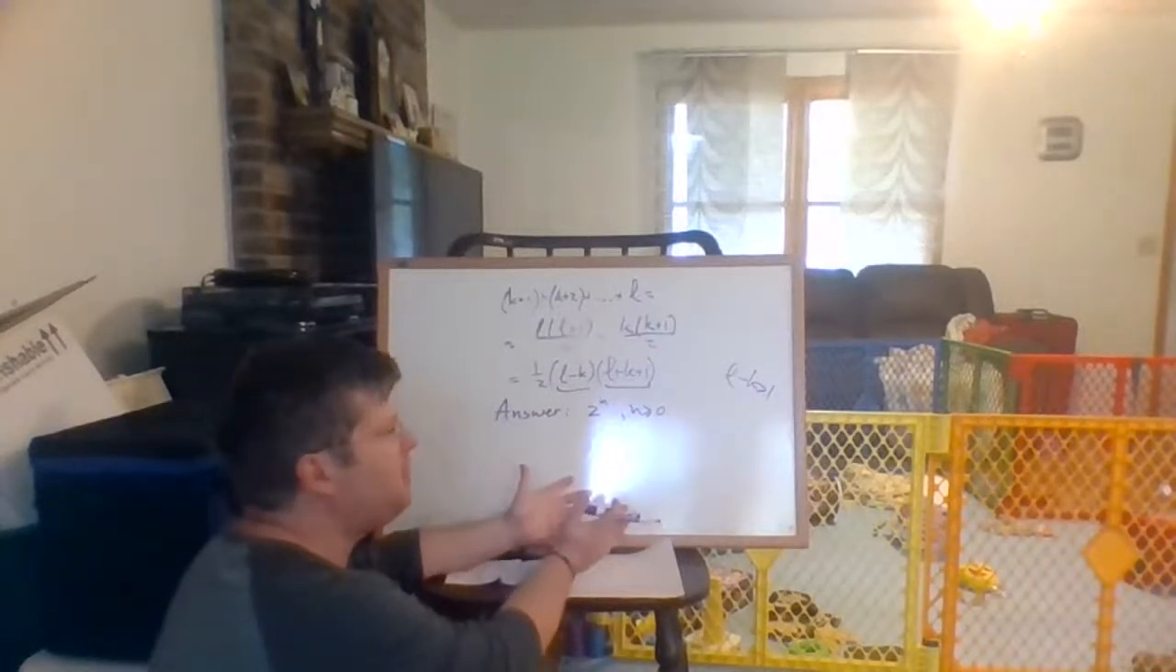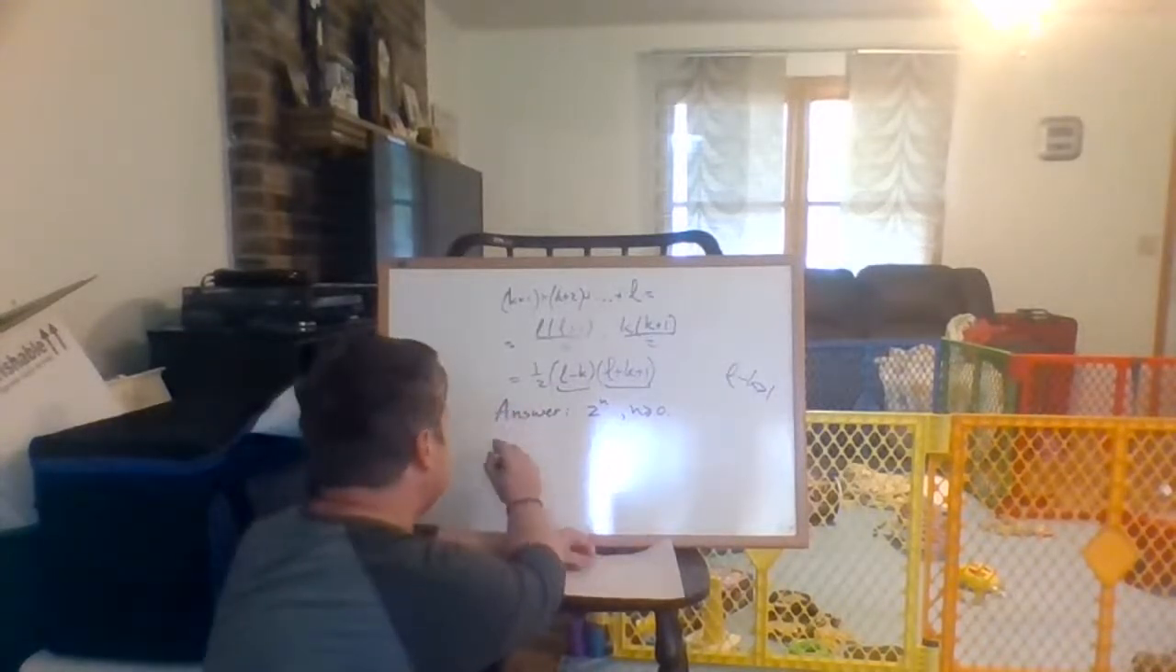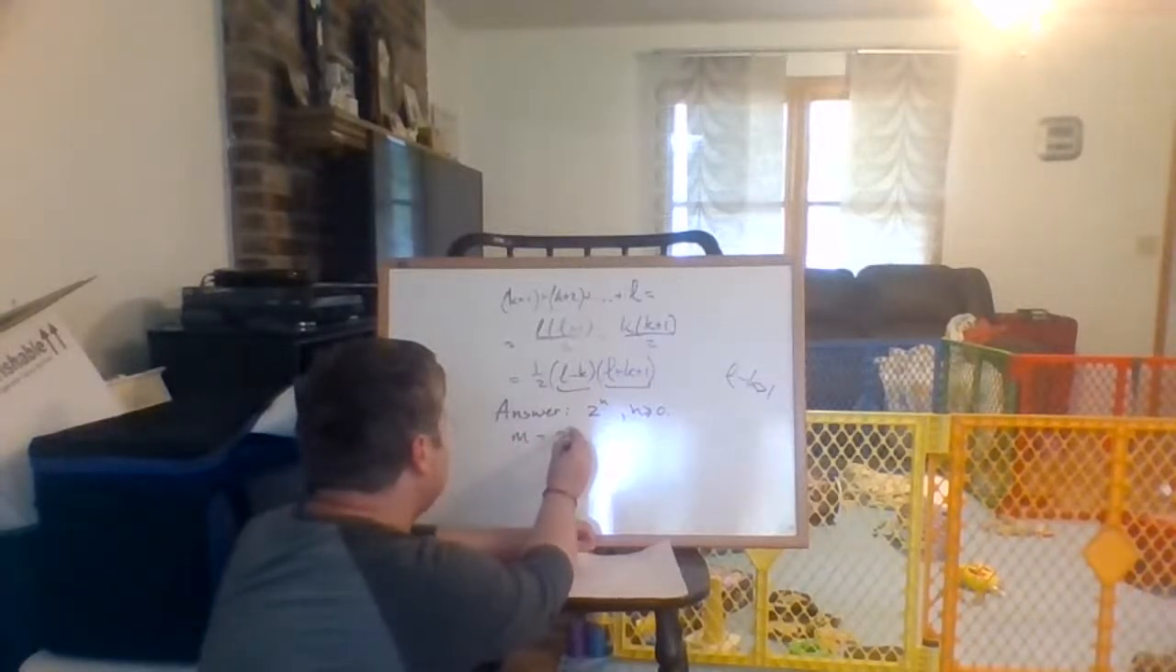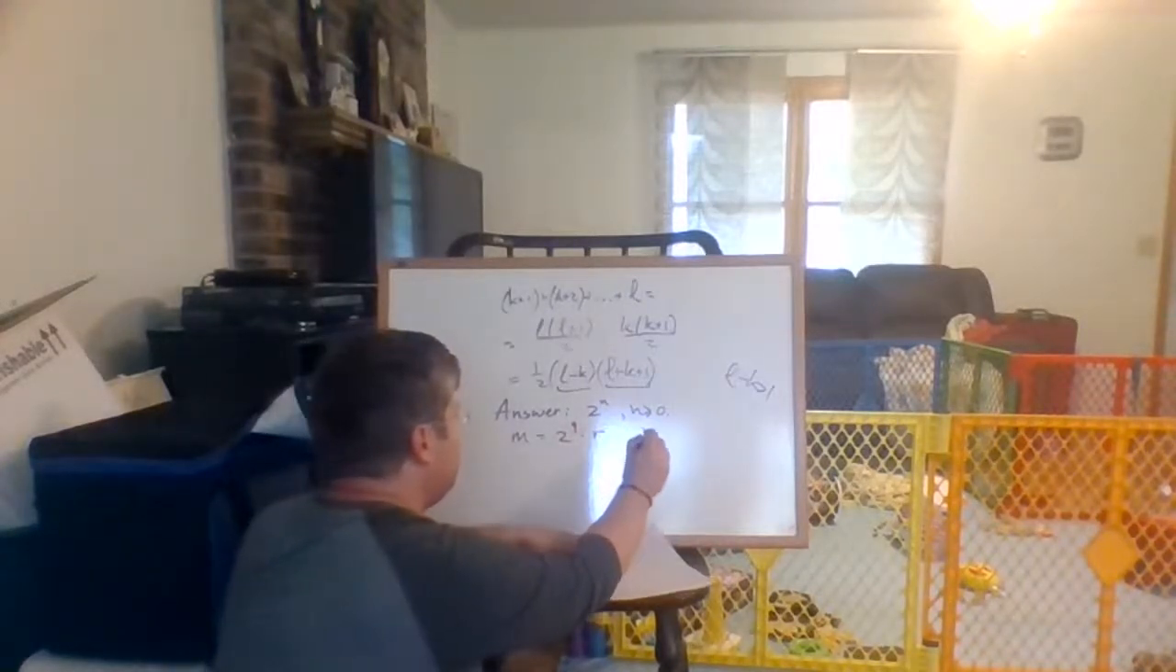Now, assume we have some number which is not a power of 2. So write our number m as a power of 2, 2 to the q, times some odd number r, where r is odd.